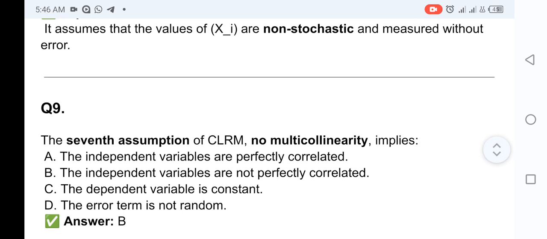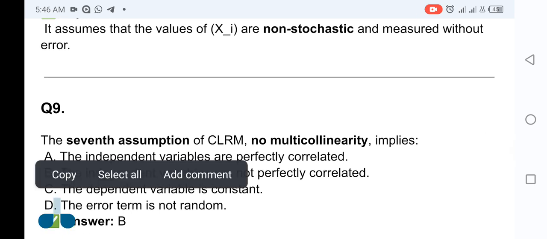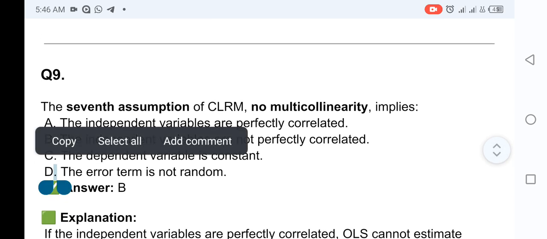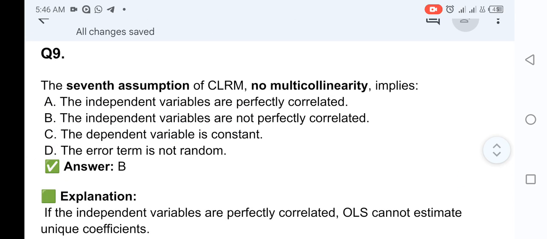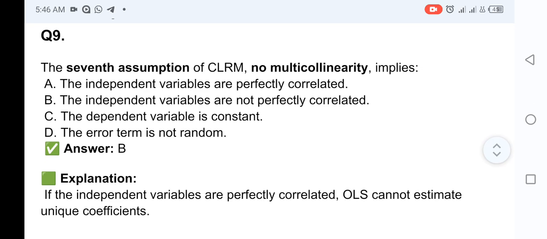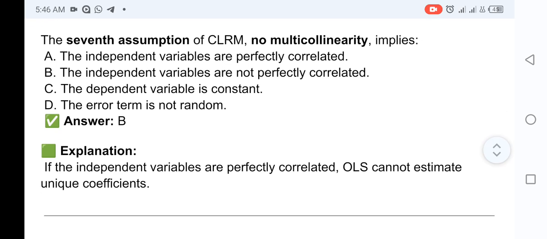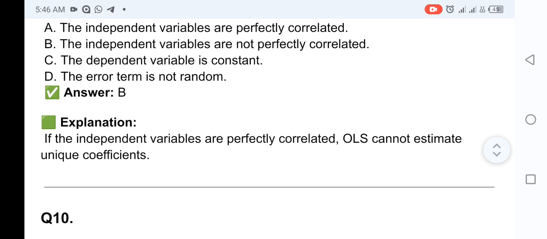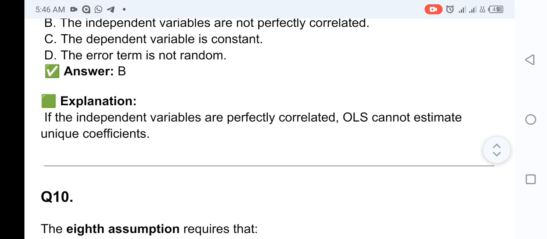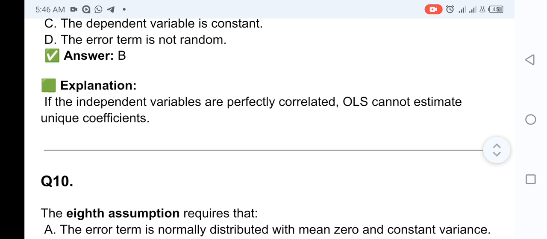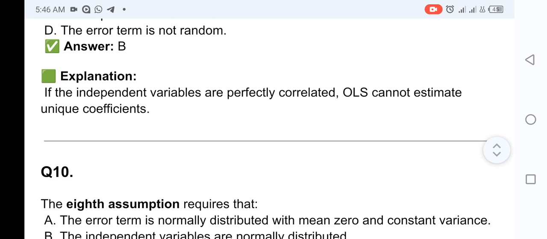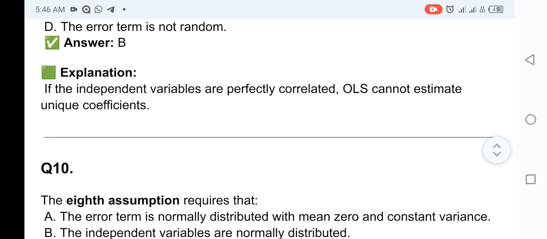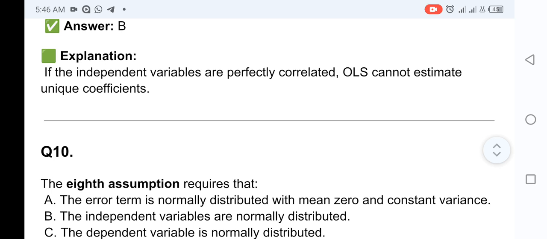Q9. The seventh assumption of CLRM, no multicollinearity, implies A. The independent variables are perfectly correlated. B. The independent variables are not perfectly correlated. C. The dependent variable is constant. D. The error term is not random. Answer: B. Explanation: If the independent variables are perfectly correlated, OLS cannot estimate unique coefficients.